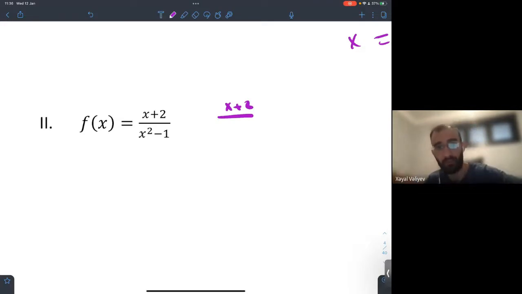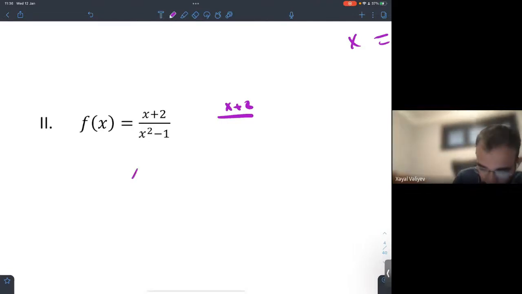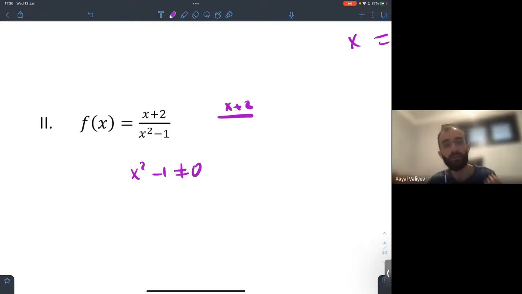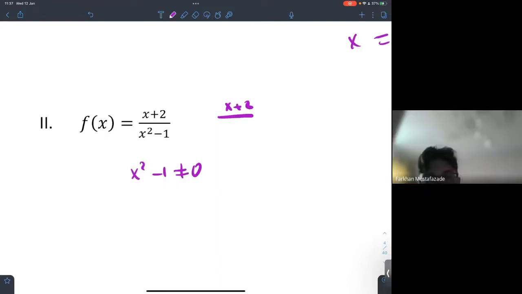We divide by 0. x squared minus 1, obviously, which is the denominator, cannot be 0. We all agree with this because we don't know how to divide by 0. That's why we're saying x squared minus 1 cannot be 0. Are you okay with that? Yeah.